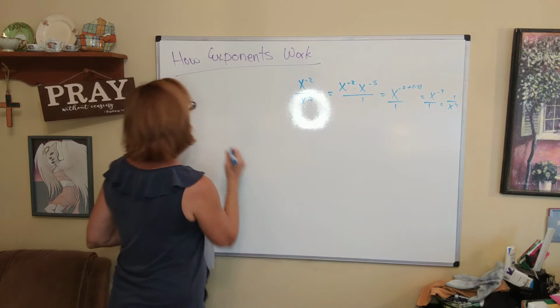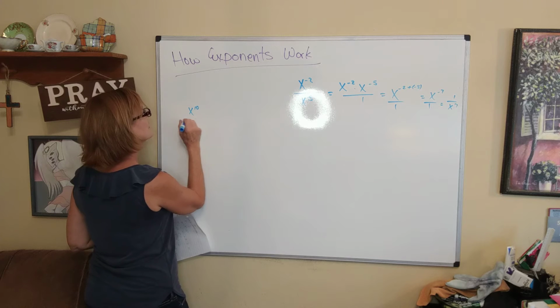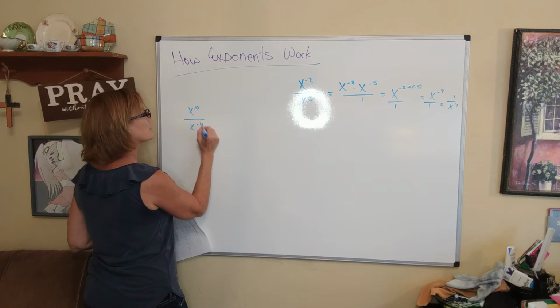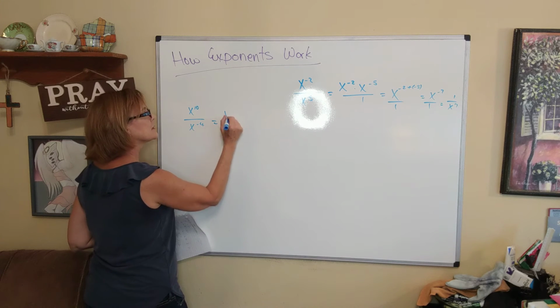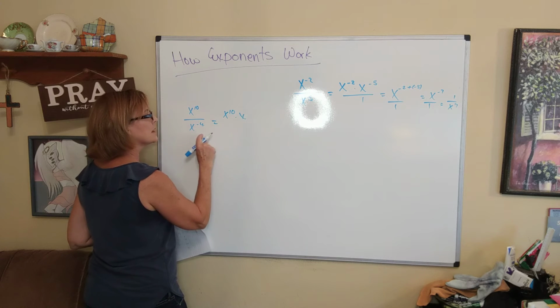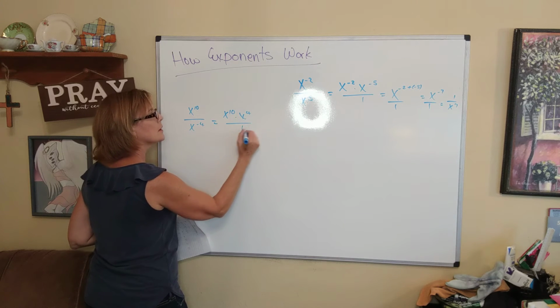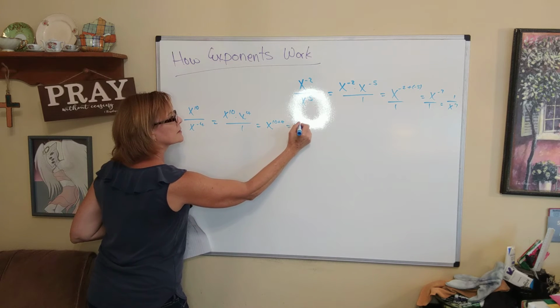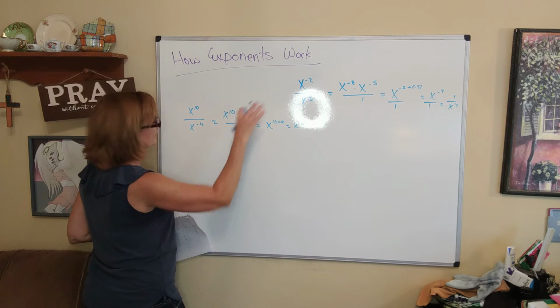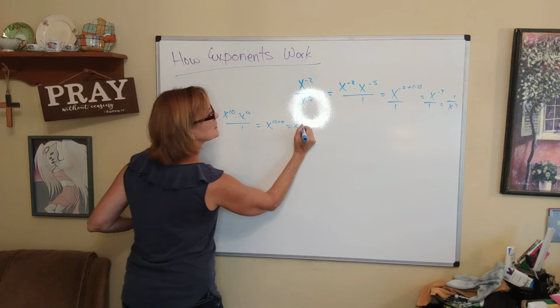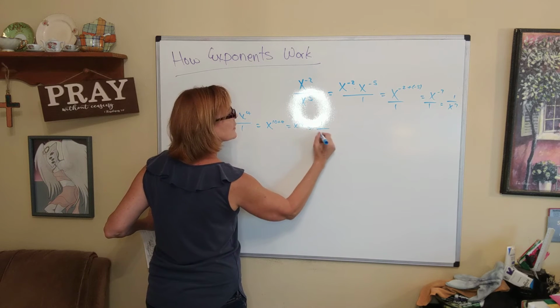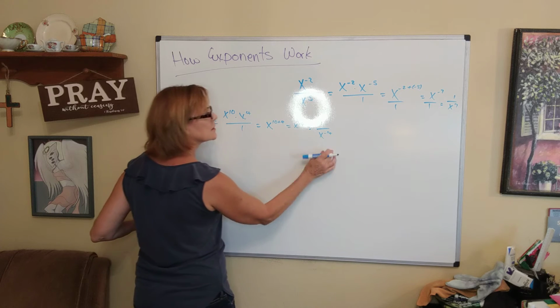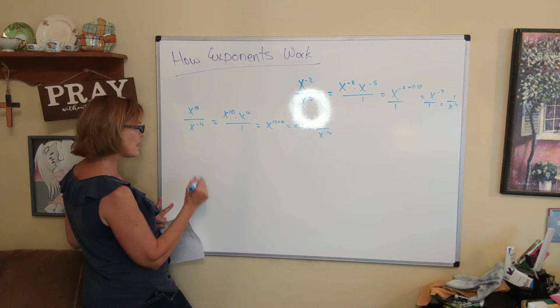All right, let's go again. What if you've got x to the 10 over x to the negative 4? Bring him upstairs. This is x to the 10. Change this to positive, x to the 4. X to the 10 plus 4, or x to the 14. If you wanted to put it downstairs, you could write this as 1 over x to the negative 14. These are equivalent.